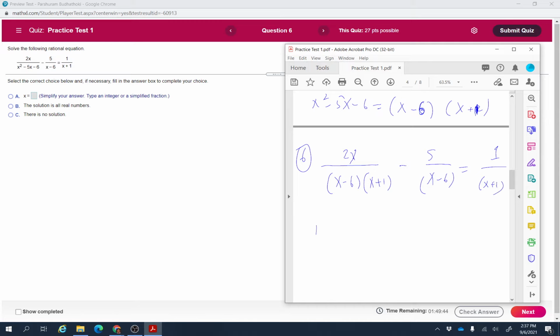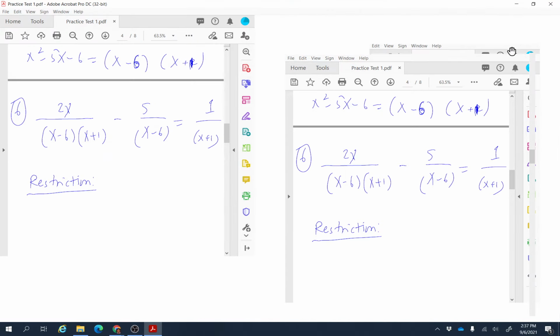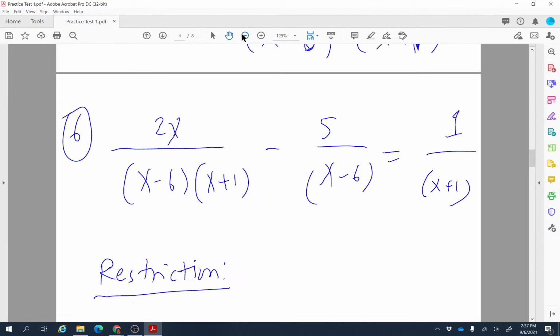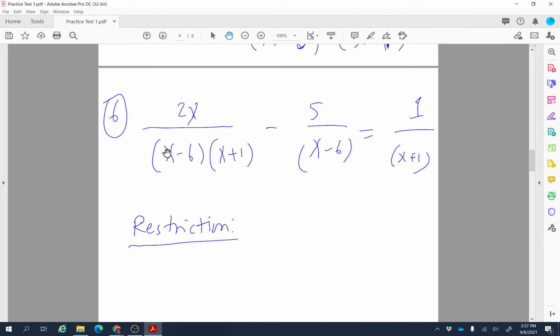So first of all we need to find out the restricted value. Restriction. So restricted values are, if you look at the denominator here, we need to find out those values of x which make this denominator 0. So as you can see that there are two factors, x minus 6 equals 0. If you solve this, then it gives you x equal to 6, okay, and x plus 1 equals 0. If you solve it, then it gives you x equal to -1.